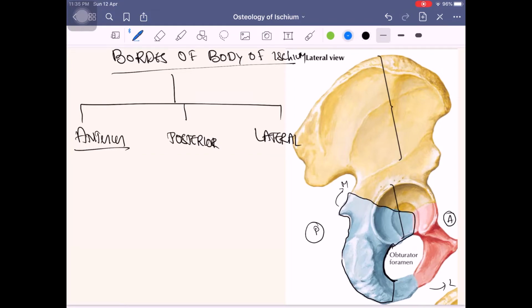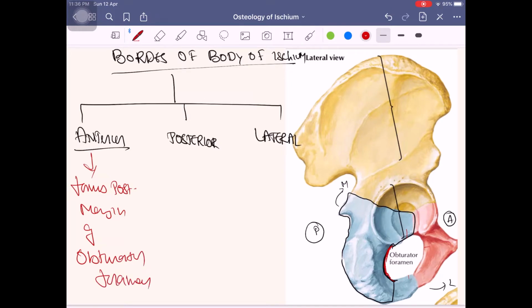So in this again, if you use a separate color, because now I use that color, so let me use a red color. So this is our anterior border. If you see the anterior border, I can say it is forming the posterior margin. You see this is the anterior margin, this is the superior margin, this is the inferior margin, this is forming the posterior margin. So anterior border forms the posterior margin of the obturator foramen. So that is your anterior border.